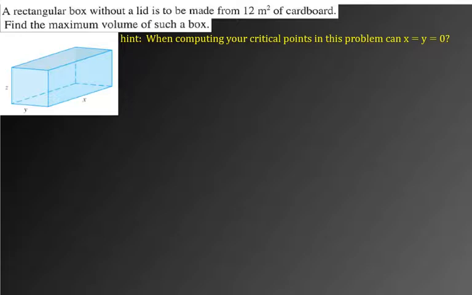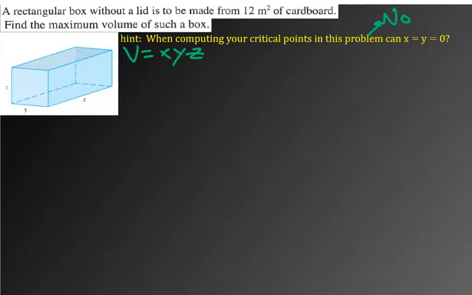And so the function that I'm maximizing is just x times y times z, right? And I say, hint, when computing your critical points in this problem, could x and y equal 0? So think about it. No, because we're talking about dimensions of a rectangular box, so it doesn't make sense to have those be 0. So if that happens, something weird's going on, basically. All right.